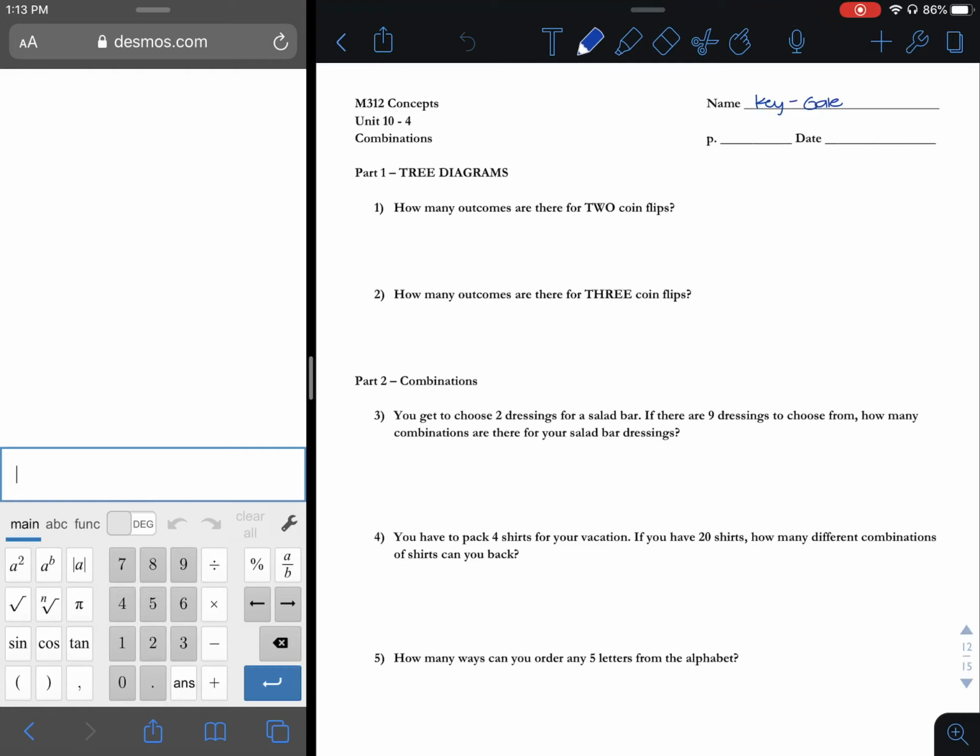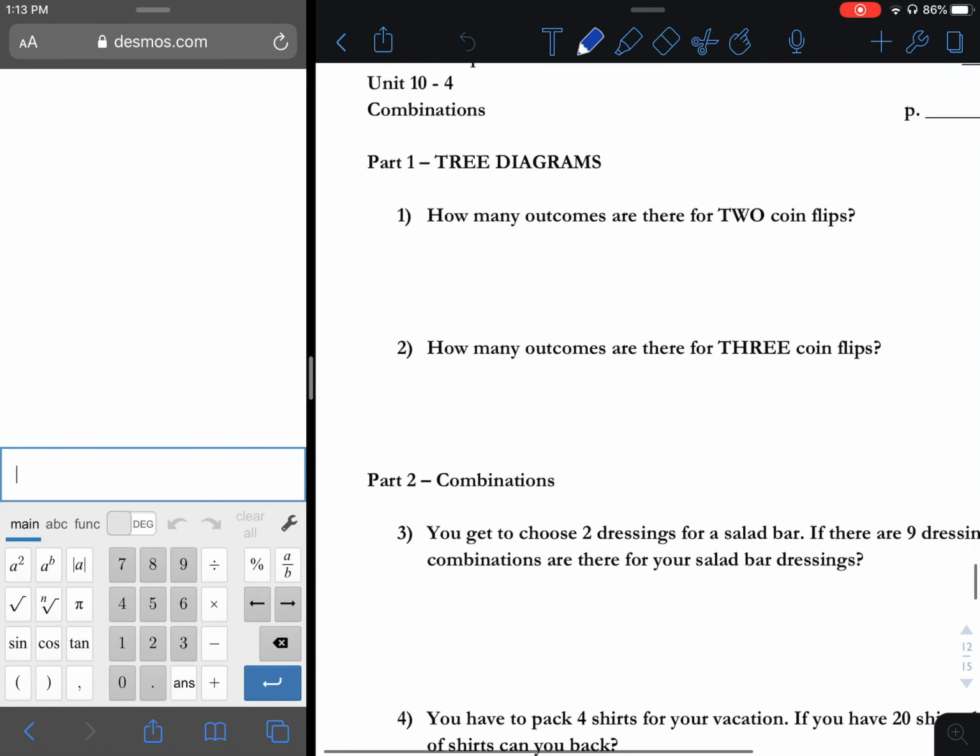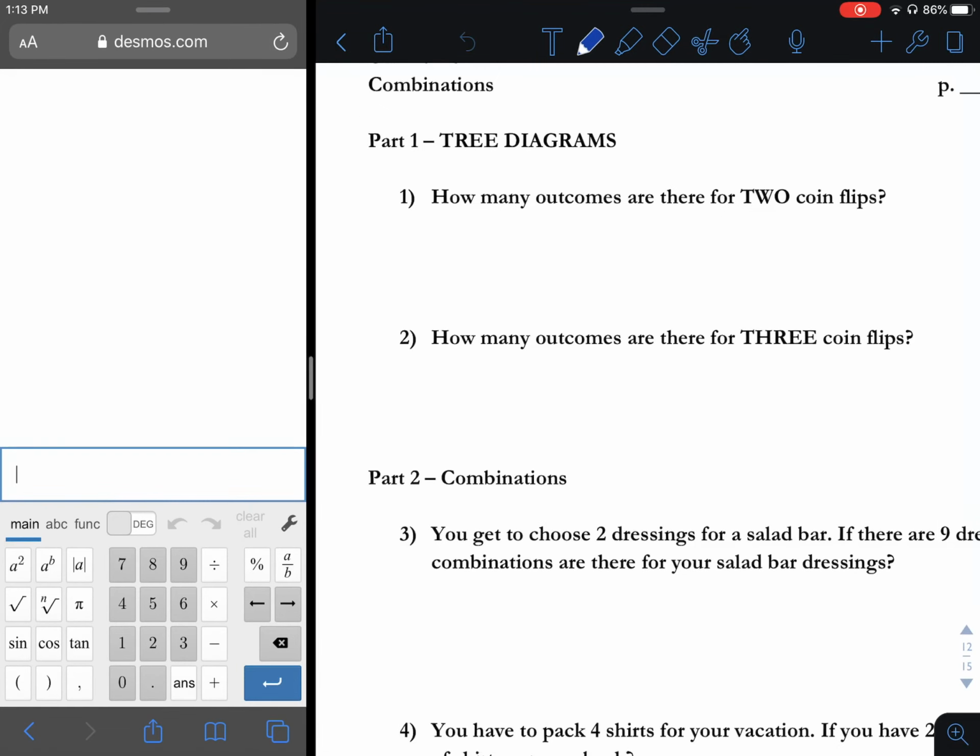I do have my calculator on the side here. If you Google Desmos scientific calculator, this is what you should pull up. The link is also in Schoology. So let's talk about part one, tree diagrams.